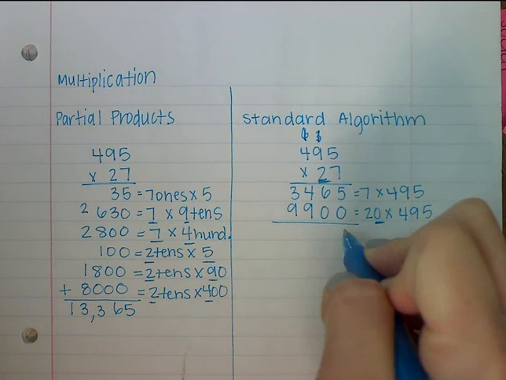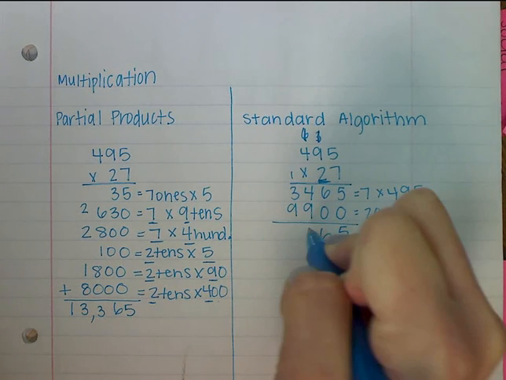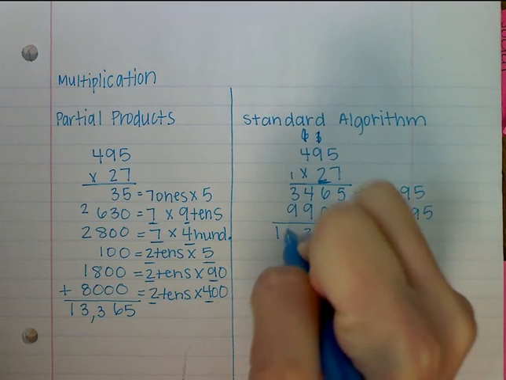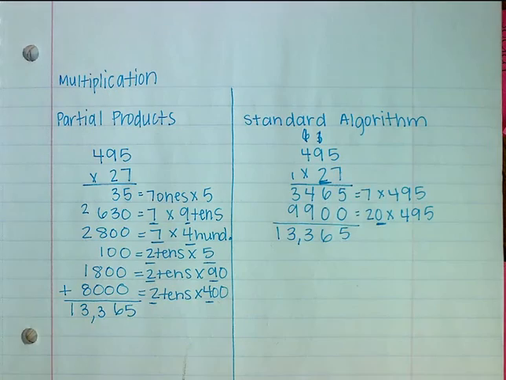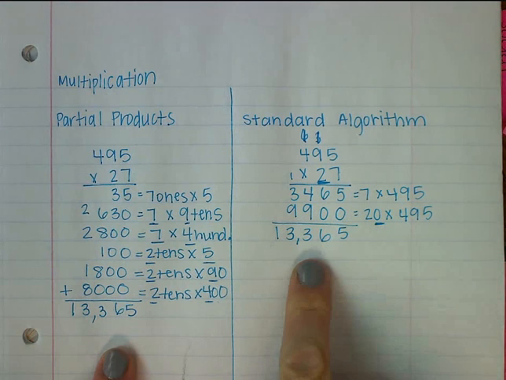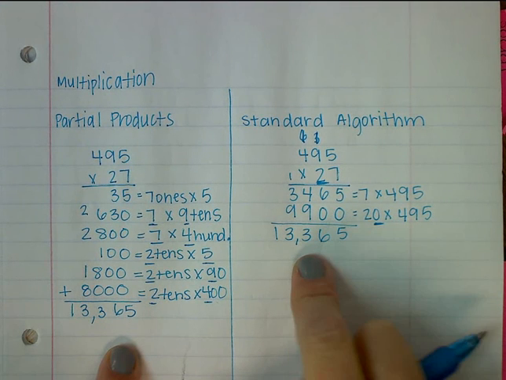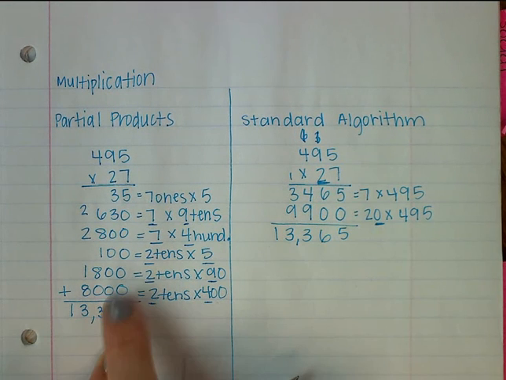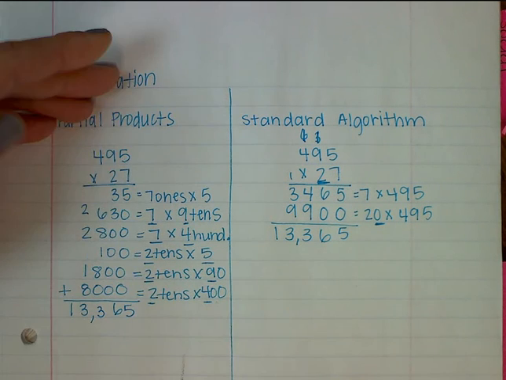And then when I add them up, I get 13,365. So you have the same answer. And if you think about it, you did the same thing with the standard algorithm as you did with the partial products. You just stretched it out with the partial products and showed all your work.